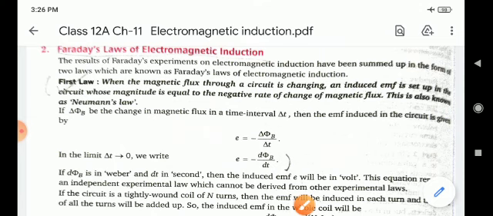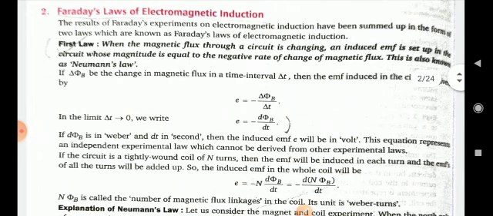Children, here we know that e equal to minus d phi B upon dt. Phi B is the magnetic flux, the unit of flux is weber and the unit of time is second. Then the induced EMF will be in volts. This equation represents an independent experimental law which cannot be derived from other experimental laws.